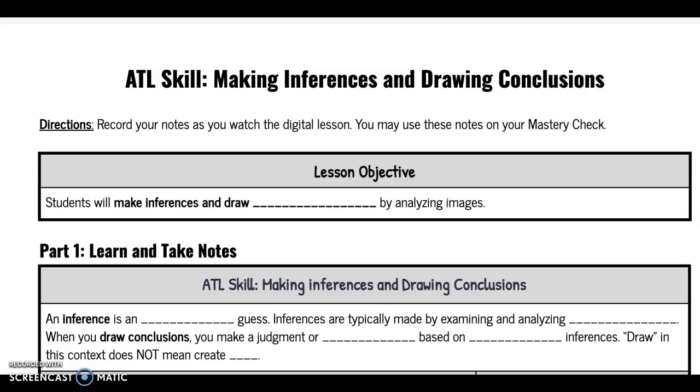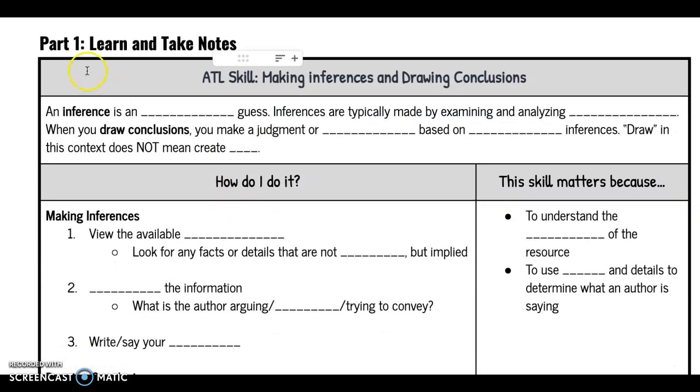In this digital lesson, we're going to go over the ATL Approaches to Learning skill of making inferences and drawing conclusions. As you watch the lesson, you are going to pause as needed to fill in any blanks and complete any activities. Let's go ahead and get started. Our objective for this lesson is that students will make inferences and draw conclusions by analyzing images. First, let's learn about this skill.